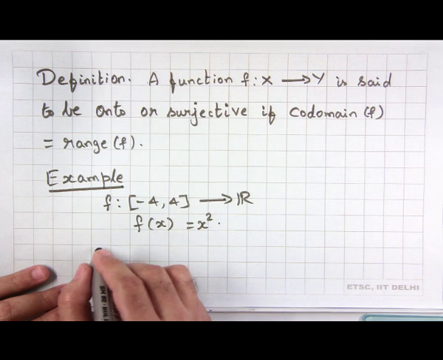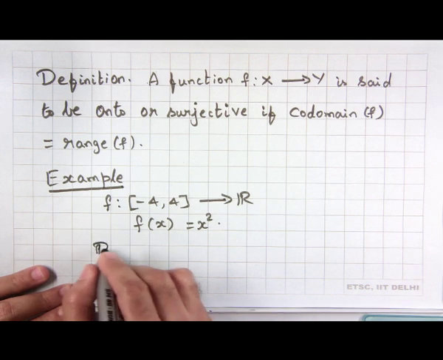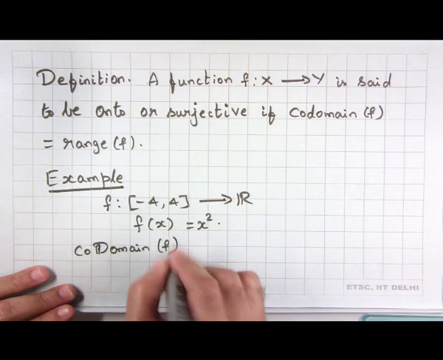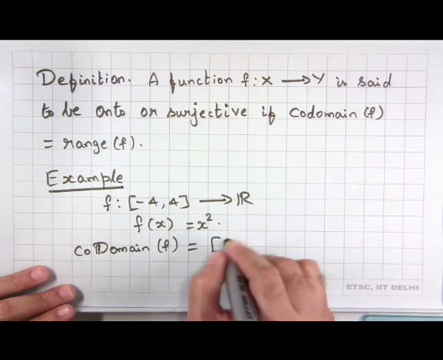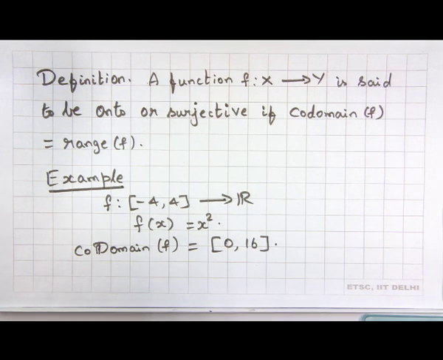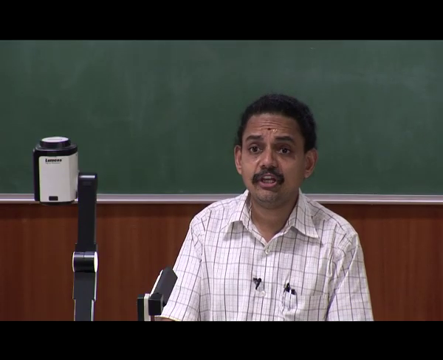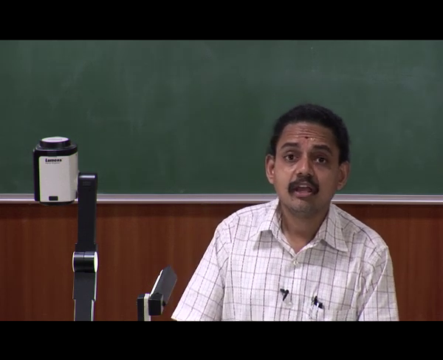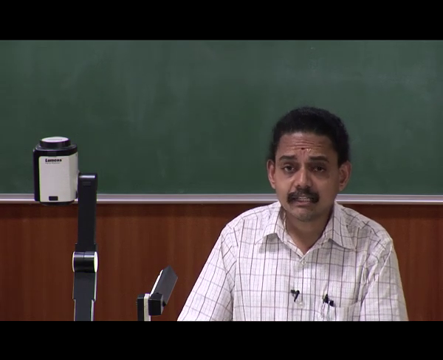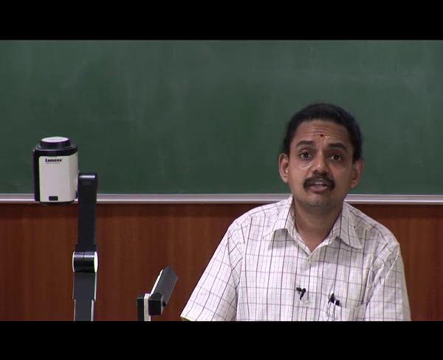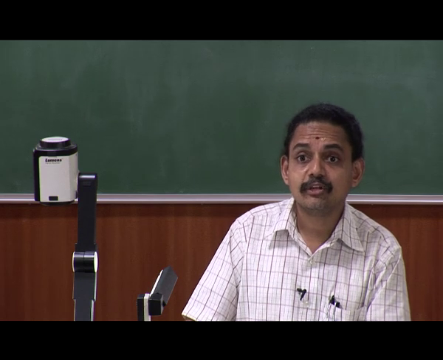Now, if you look at this one, the codomain of f in this case is going to be just from 0 to 16. Thus, if I pick an element which is not between 0 to 16, or if I choose any element which is negative, or any real number which is greater than 16, then there does not exist an x from minus 4 to 4 such that f x is going to give me that real number, right.